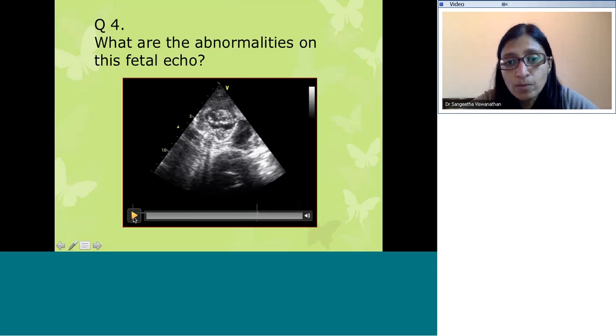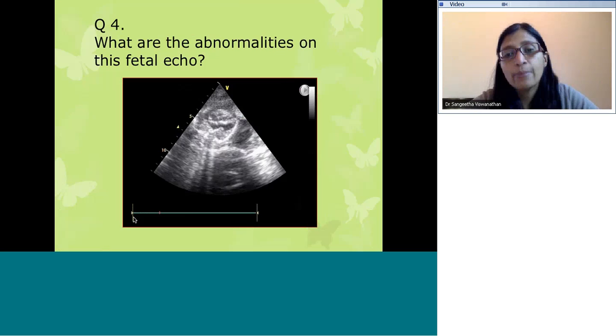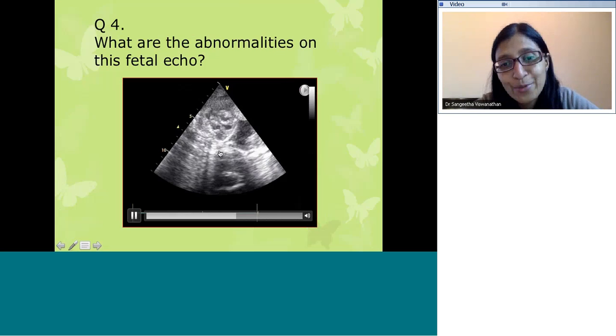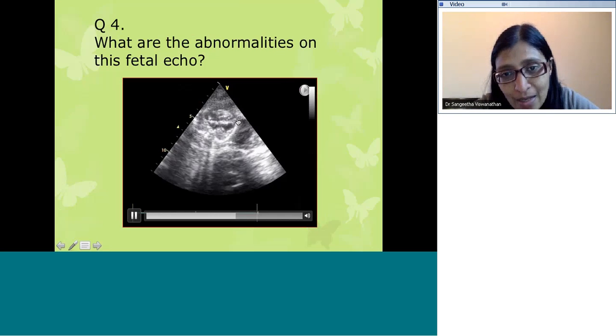This is a fetal echo. What are the abnormalities on this fetal echo? I'm really sorry, the depth of the image is quite poor. Okay, so this is the thorax of the fetus. Let me just orient you guys. This is the thorax of the fetus, and within that you have the heart.